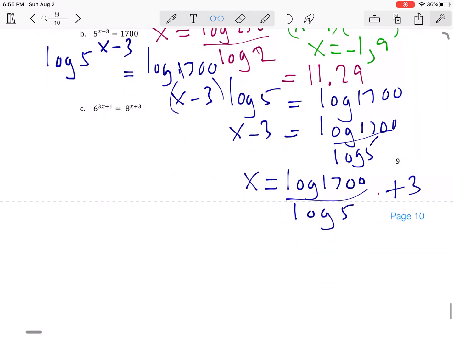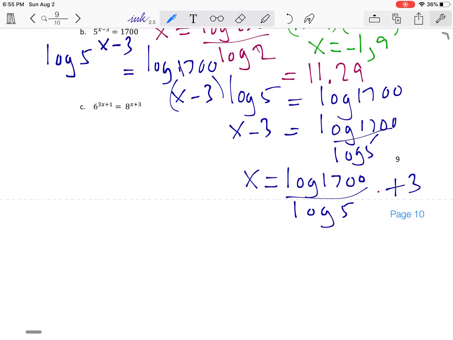Okay, so again, work that out on your calculator. Use the log function. So 1700, take the log of that, and then divide it by the log of 5, and then add 3 to it. Okay, so that gives you 7.62.